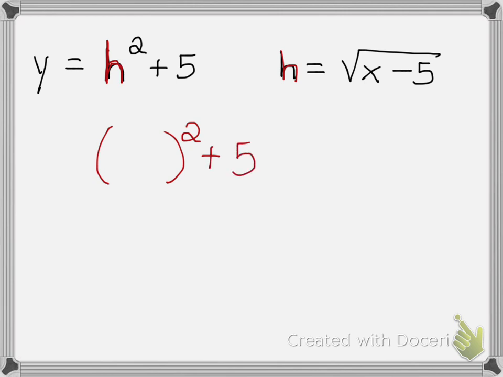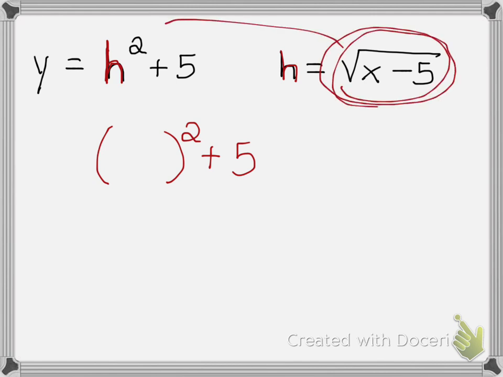Now, since I see that h equals square root of x minus 5, I'm going to plug in all of this in place of the h. So when I do that, it's going to look like this. All right, now I can simplify it.